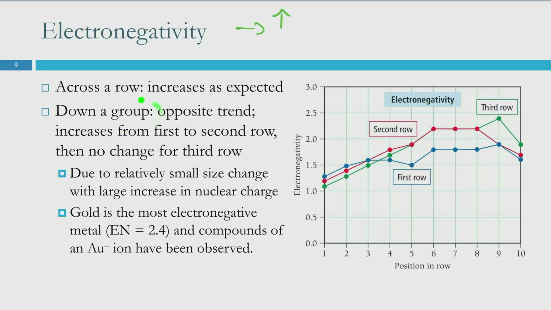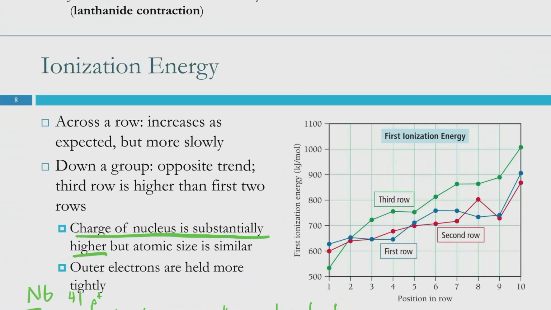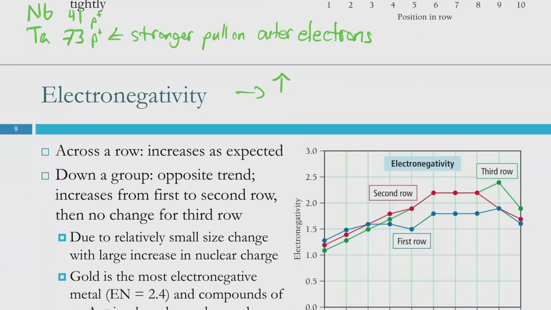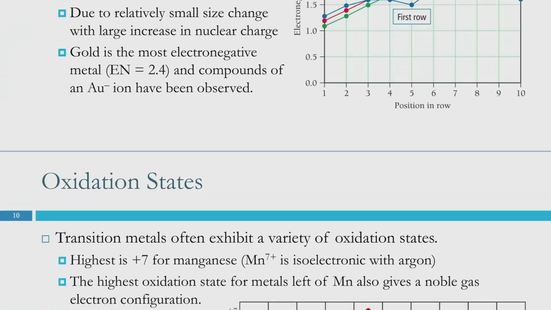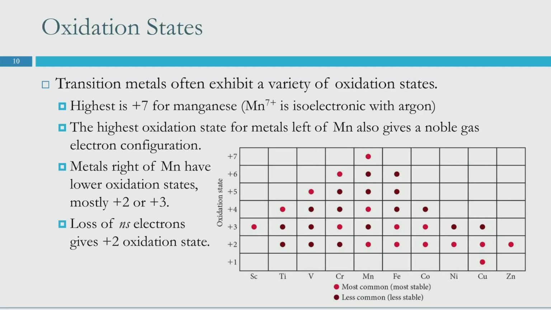Moving down a group, though, we get the opposite trend. It increases from the first to the second row, and then there's no change for the third row. So we would normally expect it to decrease as we move down. This has to do with the small size change with a large increase in nuclear charge. So it's a similar property to what we saw with ionization energy. Similar idea.